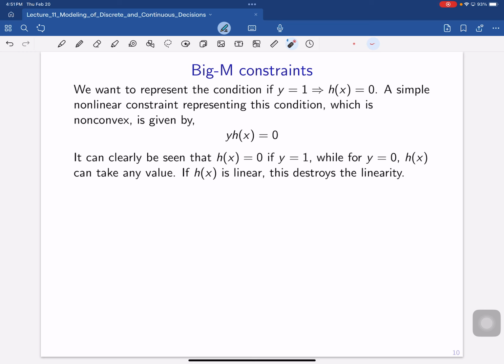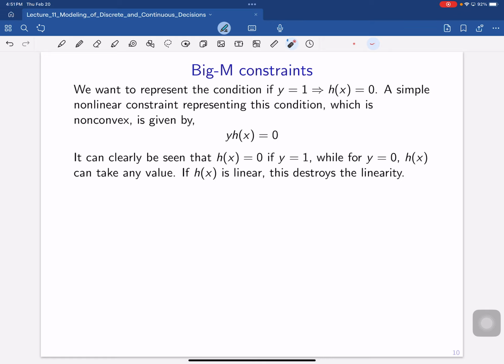Okay, so what's the problem with this formulation? It's the same problem as what we discussed before with y1 times y2. If h of x is a linear equation, suppose you have, let's say, a mass balance, it's a linear equation. Then if you formulate this problem as y times h of x equals 0, you are going to have nonlinear constraints here. And that won't be MILP representable since you have the product of y with some continuous variables. So we don't want to do it that way.